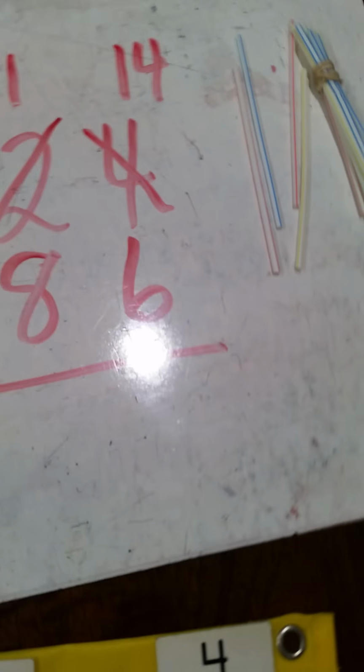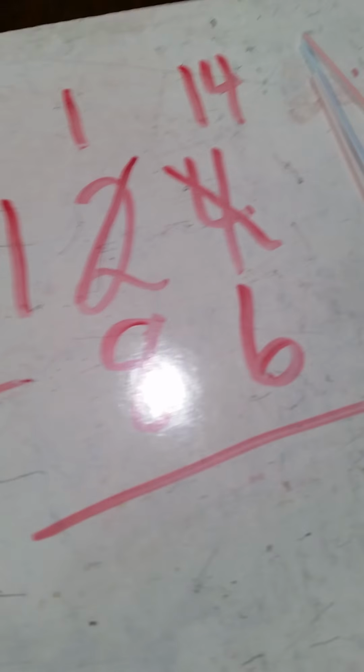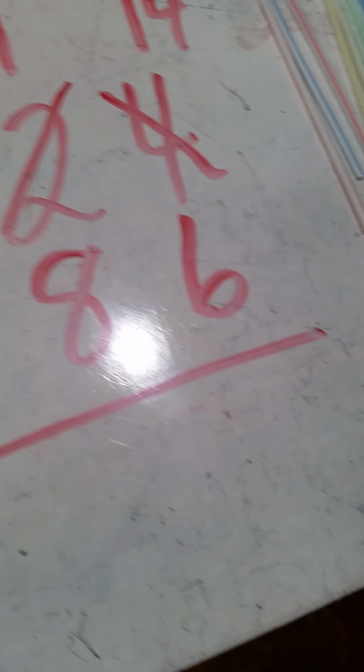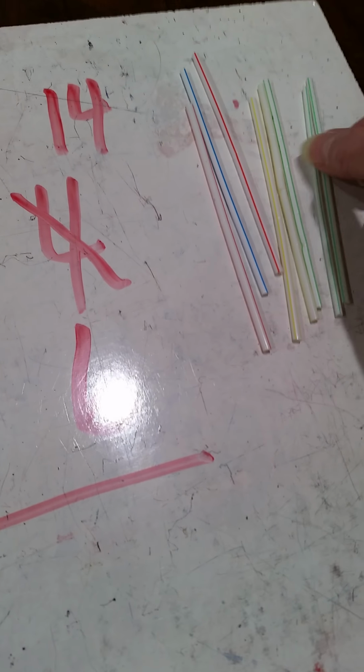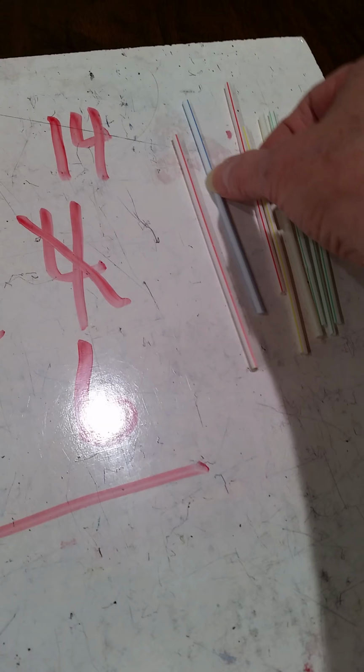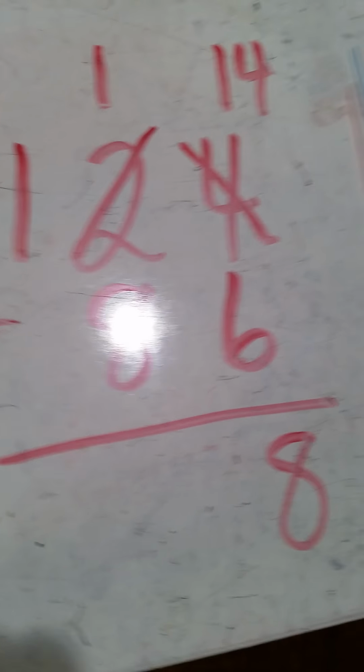14 minus 6. Well, I'm going to have to take the rubber band off. 1, 2, 3, 4, 5, 6. Leaves 1, 2, 3, 4, 5, 6, 7, 8. I bet you already knew that. Smarty pants.